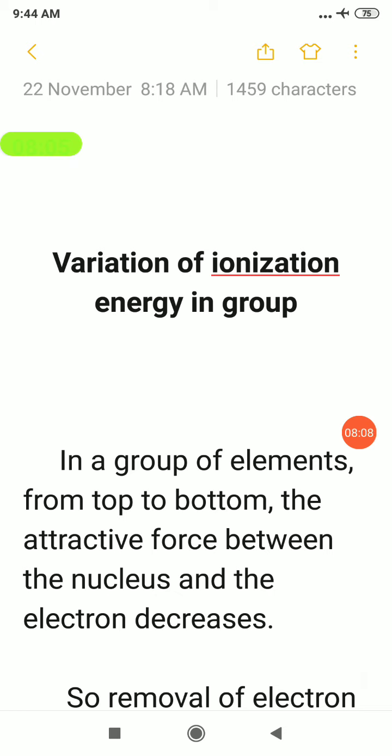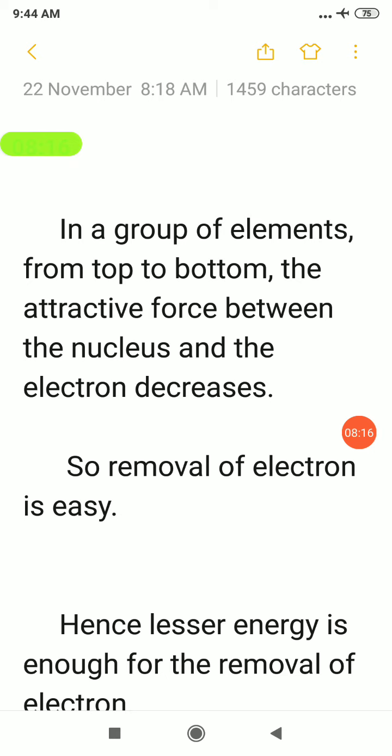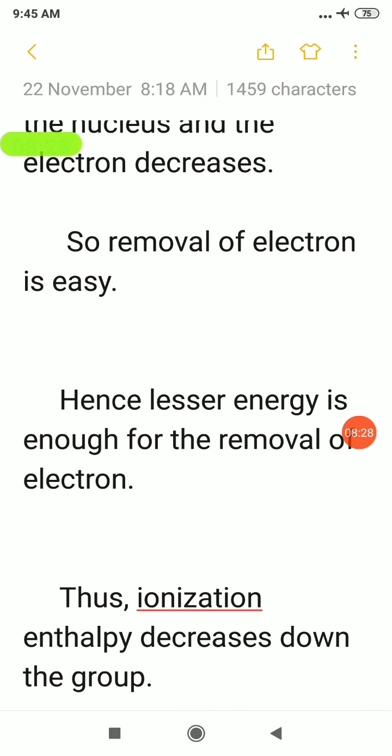Variation of ionization energy in a group. In a group of elements from top to bottom, the attractive force between the nucleus and electron decreases due to the introduction of more number of shells. Okay, so because of the more number of shells, the attractive force decreases, so that the removal of electron is easy. So we can provide only a lesser energy to remove an electron. Thus we can conclude that in a group of elements from top to bottom, the ionization energy decreases. மேலே உள்ள எலிமெண்ட்டுக்கு we have to supply large energy, whereas the element present at the bottom, கீழே உள்ள எலிமெண்ட்ஸுக்கு we can supply only a little quantity of energy for the removal of electron.